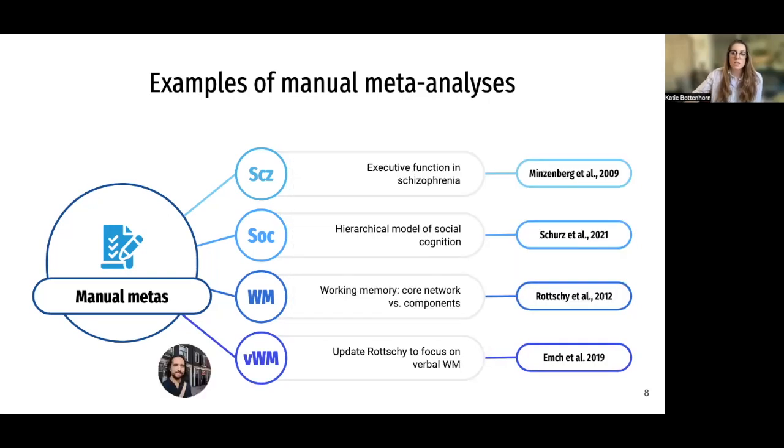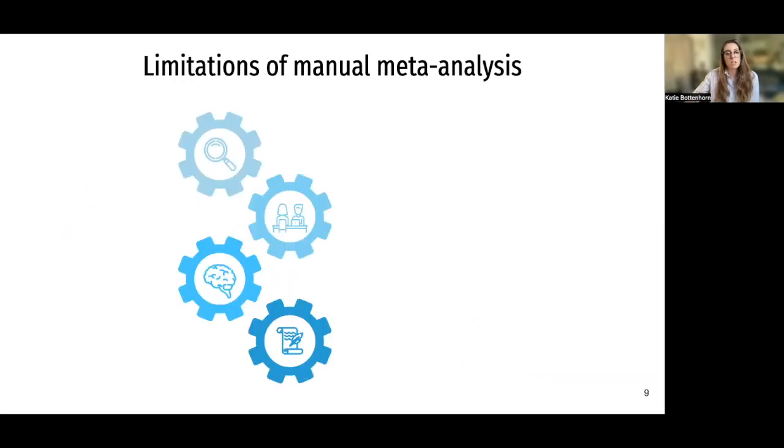So those last two are an example of something that Alejandro mentioned in his talk, which is that it is worth repeating a meta-analysis for lots of reasons. Here we have two displayed, one of which is that there were definitely working memory papers published between 2012 and 2019. And so in updating a meta-analysis, they can include more recent results while also focusing on a specific aspect of a meta-analysis. So let's go through some of the limitations of the manual meta-analytic process.